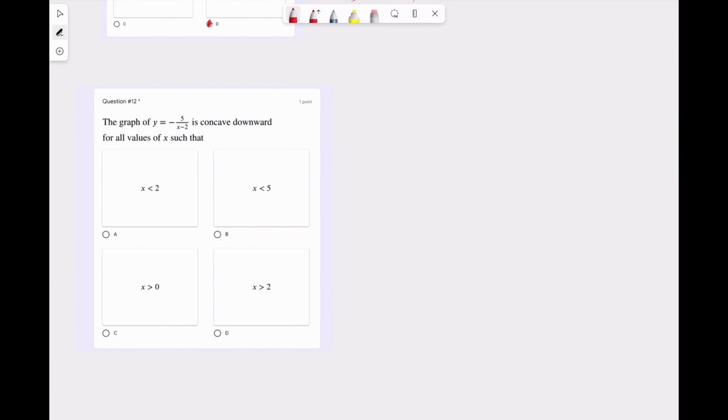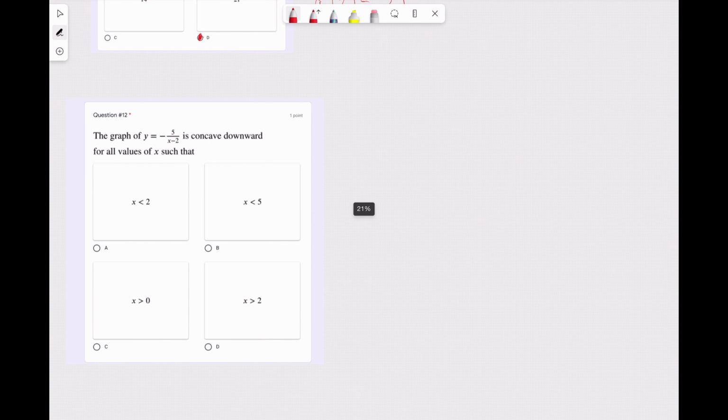All right, we have the graph of y is equal to -5 over x minus 2 is concave downward for all values of x such that. So this one, like similar to the previous questions, we need to find the derivative of this function, and we need to find the second derivative of that function again.